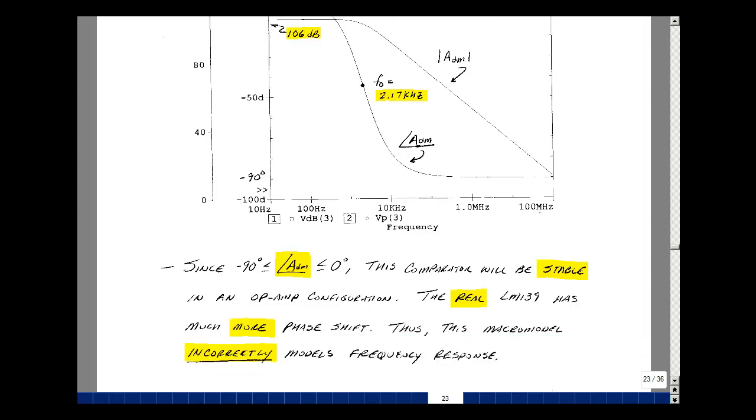The real LM139 doesn't do that. In fact, the number of poles that you would see here would be roughly twice the number of transistors, because each base-emitter and base-collector diode has a capacitance, and those will create a pole for each one of those. So in any application where we put feedback around this to make it like an op amp, this will give an answer that the actual comparator won't. And we'll take a look at this in an example later in the chapter.